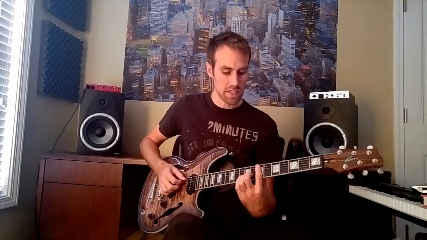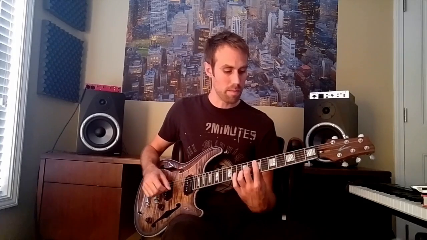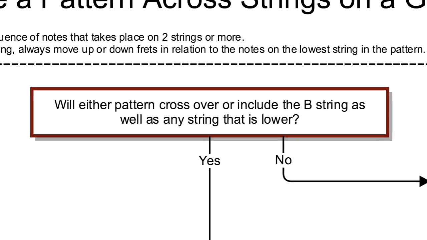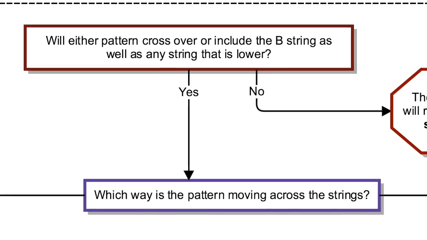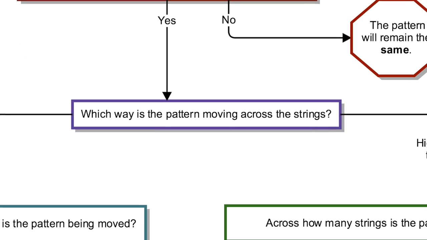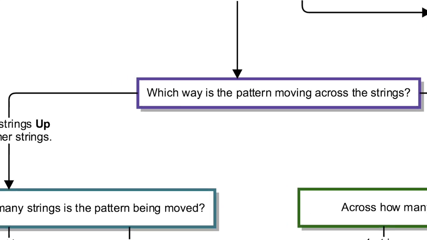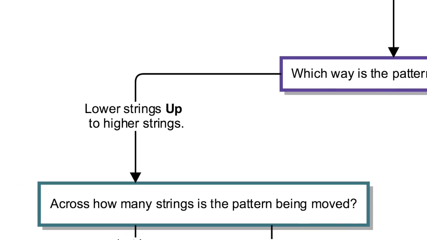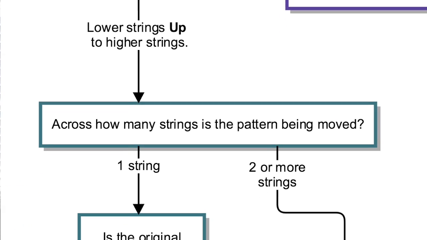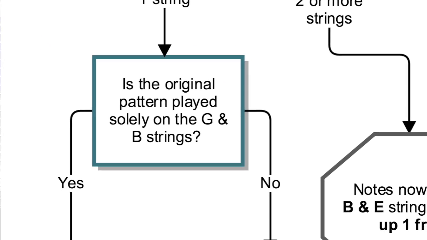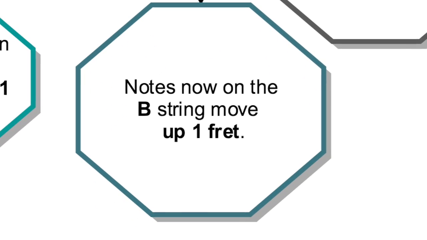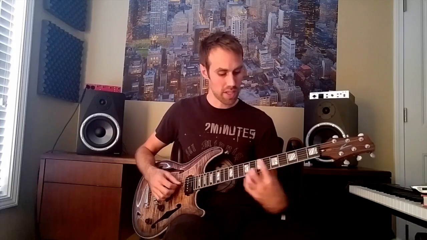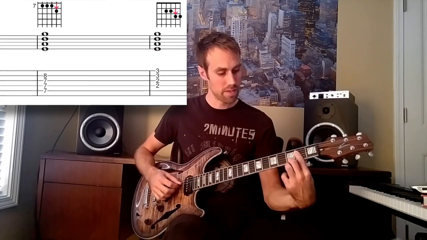So let's do it again. Let's say we want to move this up, not one fret, but one string, played on the D string. So we find the root. Is the note played on the B or lower string? Yes, absolutely. It's moving up from the lower strings again, moving up one string. It's not played solely on the B or G, so the notes on the B move up one fret. So we take this pattern, move it up here, and then we move the B string up one fret.